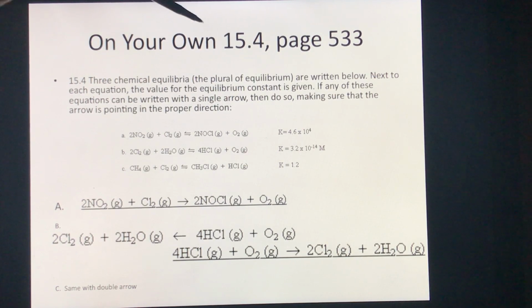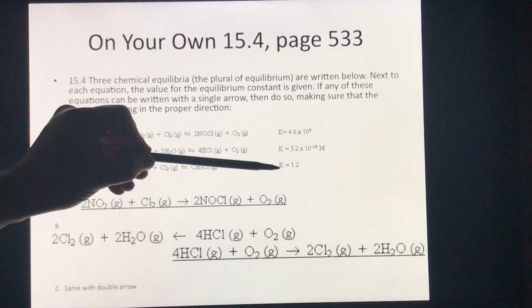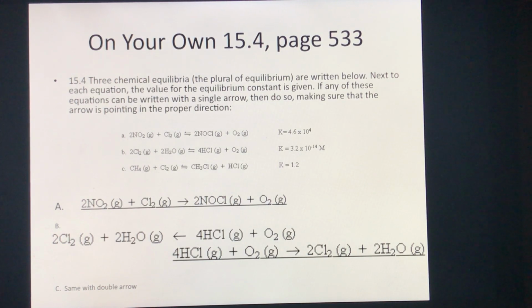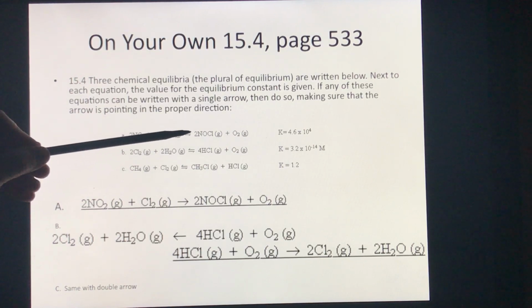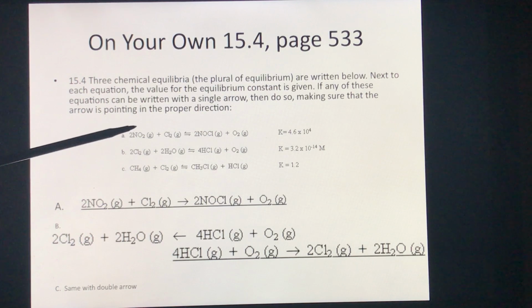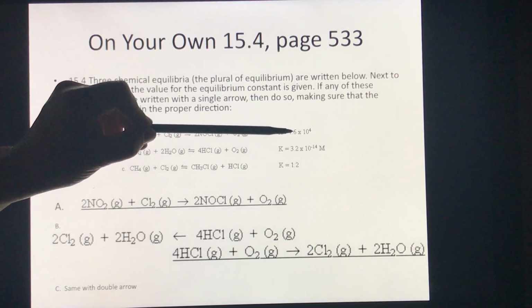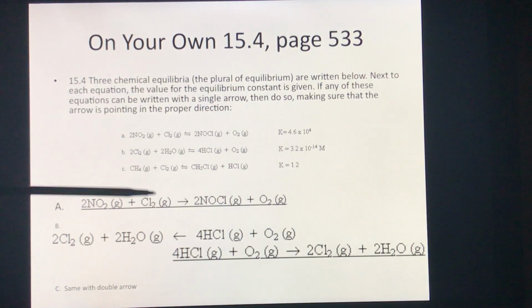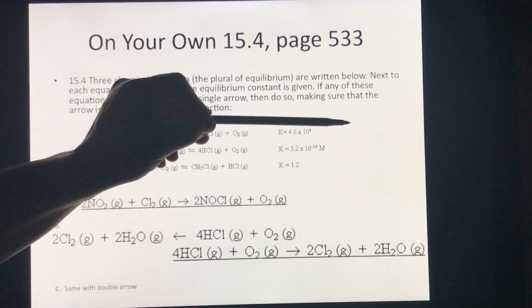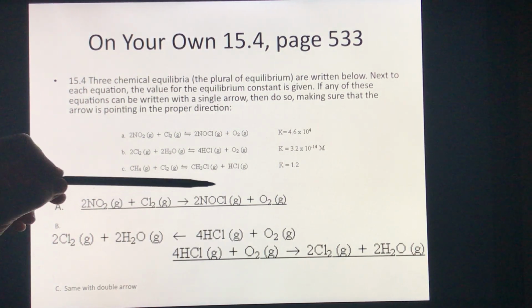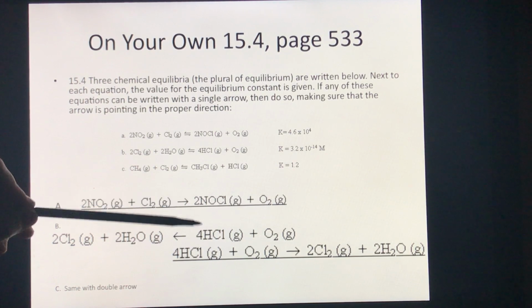All right, let's look at On Your Own 15.4. It says three chemical equilibria, which is the plural of equilibrium, are written below. Next to each equation, the value for the equilibrium constant is given. If any of these equations can be written with a single arrow, then do so, making sure the arrow is pointed in the proper direction. So it's starting with the double arrow, and we have the privilege of determining if we can transition to a single arrow. So we look at our first K. It's 4.6 times 10 to the fourth, a relatively large number. So when K is large, we feel that it can be projected toward our product side, and it would be the arrow in the right direction.